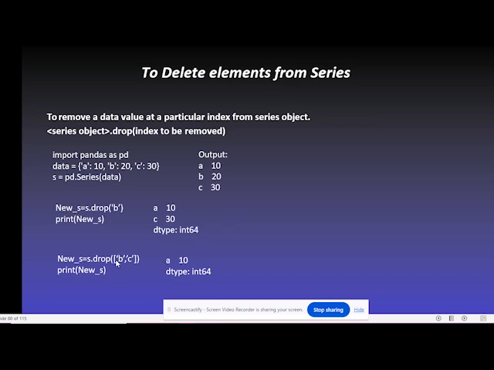Now if we want to delete more than one element from the series, we can pass it as a list. So inside the drop function, here we need to delete the values at b and c. So we pass it as a list. Inside the drop function, list b, comma c. So that the values at the index b and c will be removed. And we have a 10 as the output.